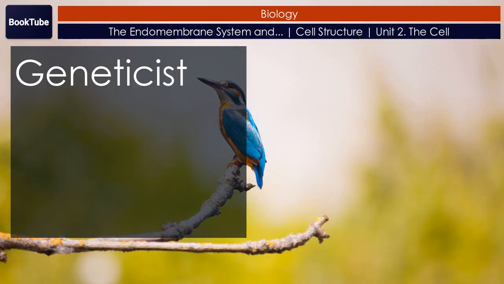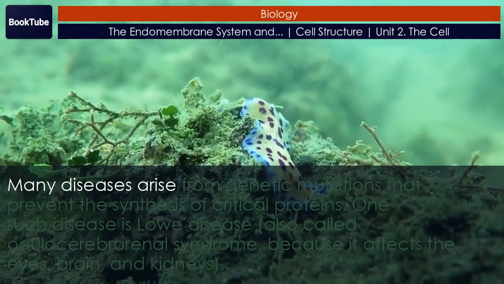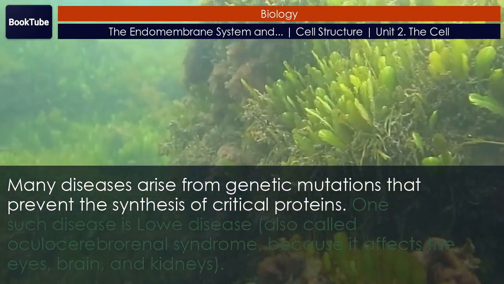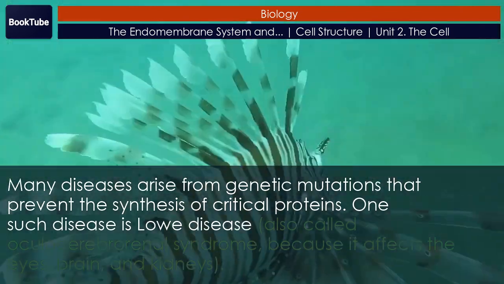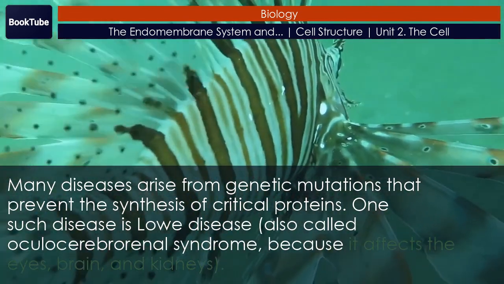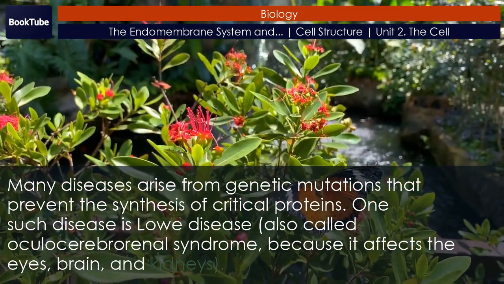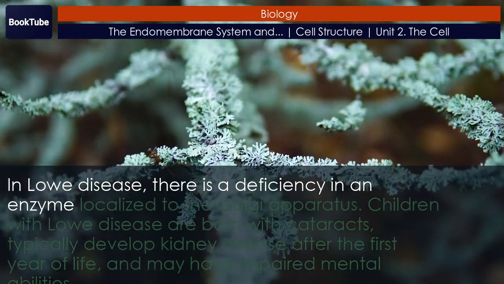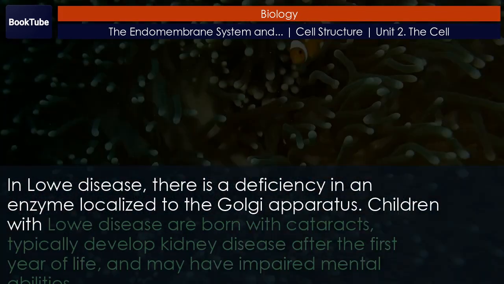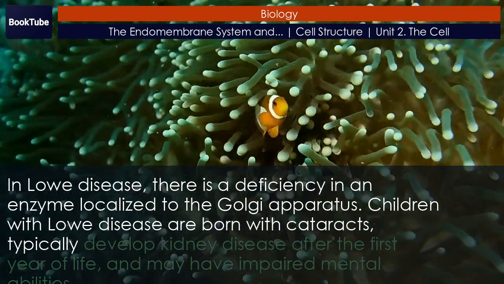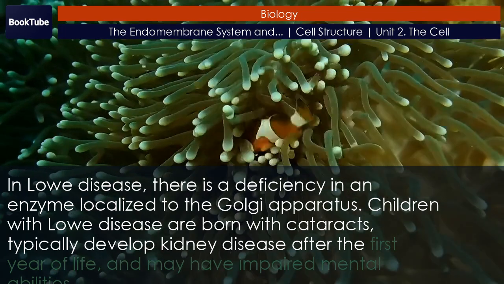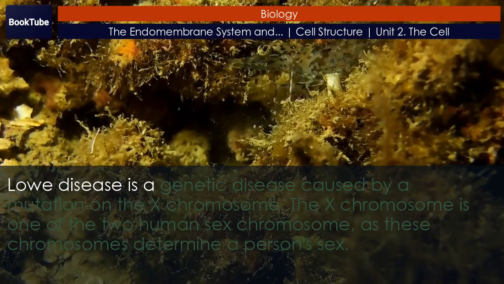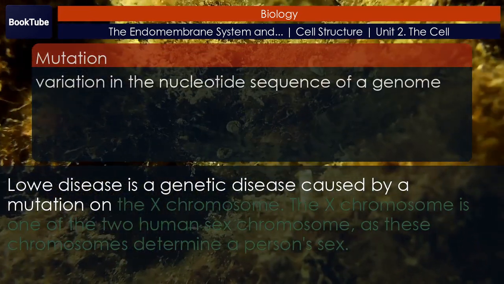Career connection: Geneticist. Many diseases arise from genetic mutations that prevent the synthesis of critical proteins. One such disease is Lowe disease, also called oculocerebrorenal syndrome, because it affects the eyes, brain, and kidneys. In Lowe disease, there is a deficiency in an enzyme localized to the Golgi apparatus. Children with Lowe disease are born with cataracts, typically develop kidney disease after the first year of life, and may have impaired mental abilities. Lowe disease is a genetic disease caused by a mutation on the X chromosome.